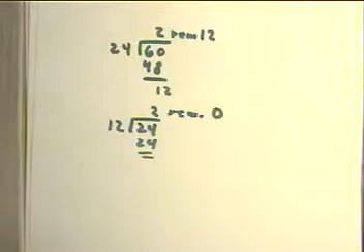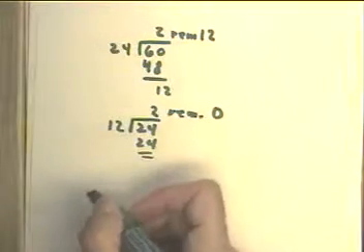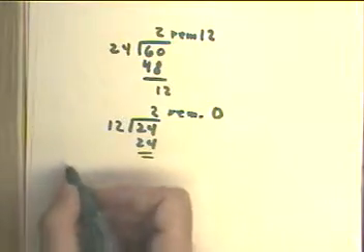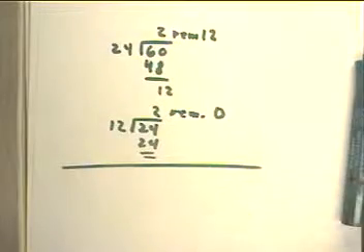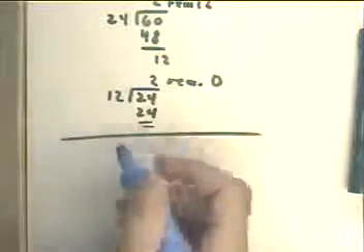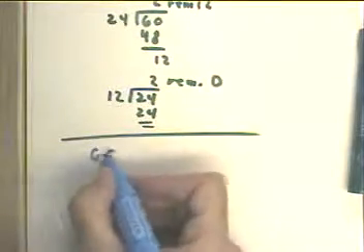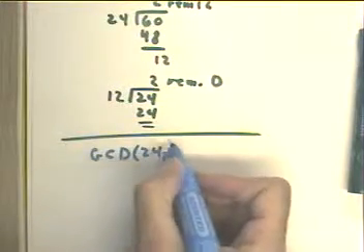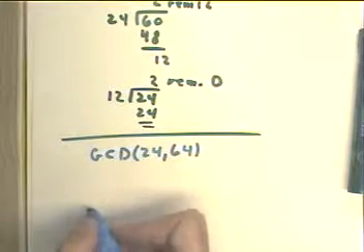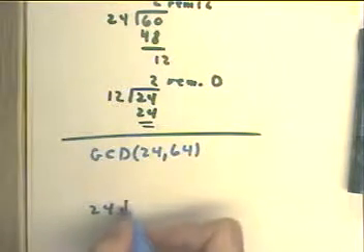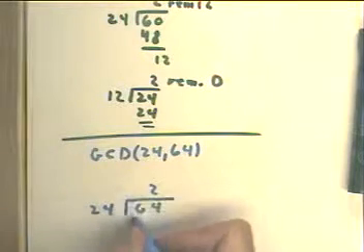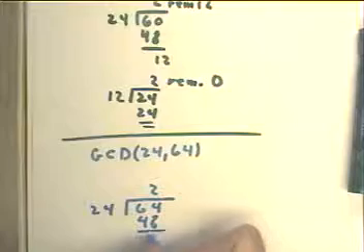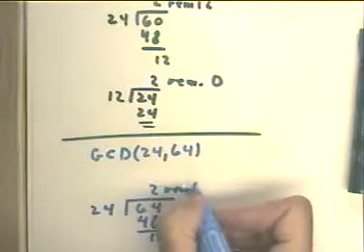What if we wanted to find the greatest common divisor of 24 and 64, for example? Okay, let's see. Greatest common divisor of 24 and 64. Well, divide 24 into 64. Again, we get 2. We get 48 down here. We get a remainder of 16.